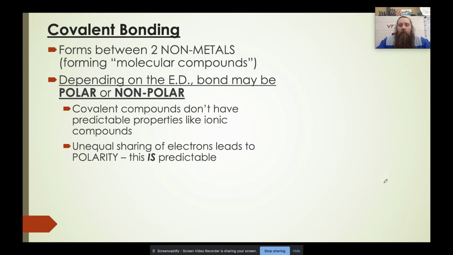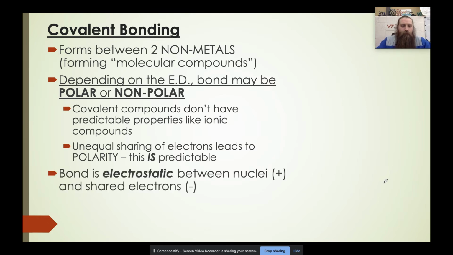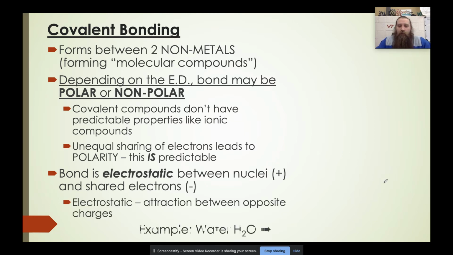The unequal sharing of electrons is going to lead to some polarity. That is one of the few predictable things. We just look at the electronegativity difference. If it's less than 0.5, it's going to be nonpolar. If it's between 0.5 and 2.1, this is going to be a polar molecule. All of the bonds in covalent bonds are considered electrostatic between the nuclei and the shared electrons. So the positive charge of the nucleus attracts those shared electrons into the bond. Electrostatic, again, means attraction between opposite charges.